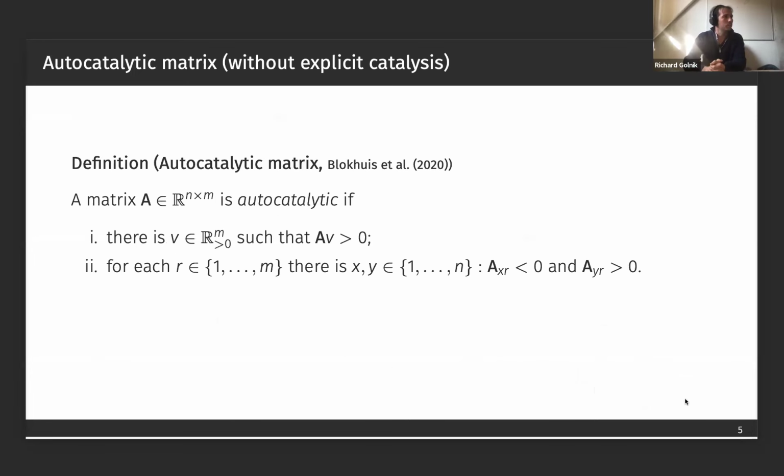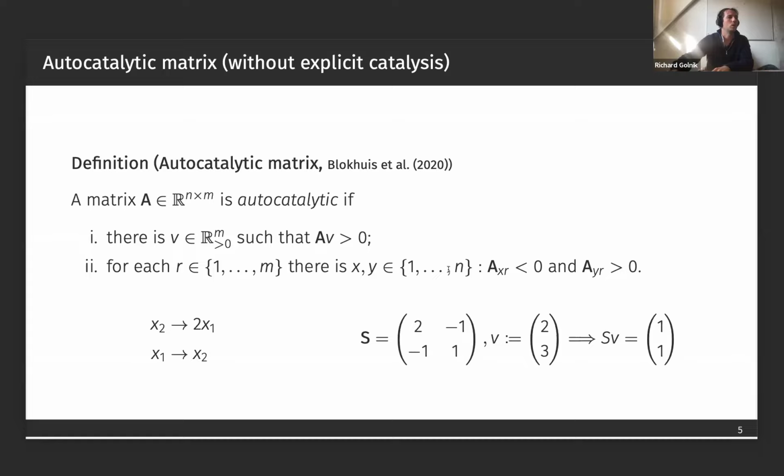Okay, so let's start with the definition of an autocatalytic matrix without explicit catalysis, as it was introduced by Alex Blokhuis et al. in 2020. Since we now exclude the case of explicit catalysis, a submatrix of our stoichiometric matrix is autocatalytic if we have a positive and a negative entry for each of the reactions. So we have a reactant and a product for each of the reactions. And we can find a strictly positive vector of reaction rates, such that if we multiply it from the right-hand side to our matrix, we get a strictly positive net increase of all of the species.